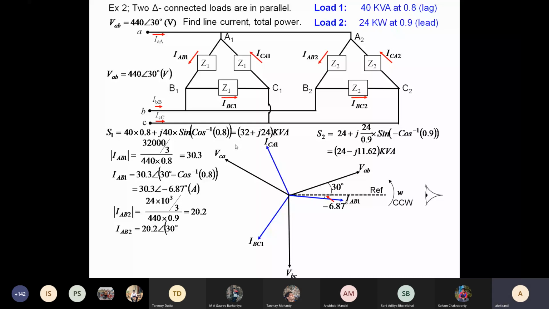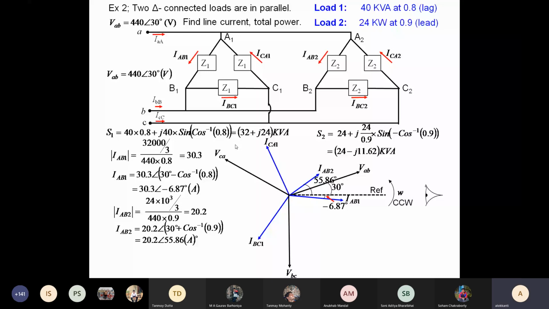So where will IAB2 be? It will lead, so it will be plus cos inverse of 0.9, that is 55.84 degrees. From here you can find the angle of IAB2, and then you have to draw the phasor. It is 55.84 degrees from the reference, and IAB2 is somewhere here. The magnitude is 20, so I have drawn it a little shorter than IAB1.